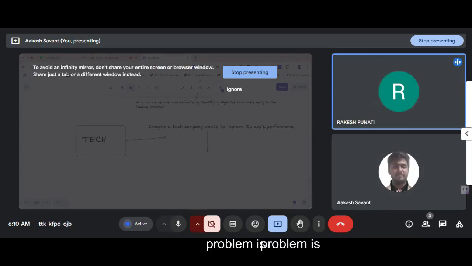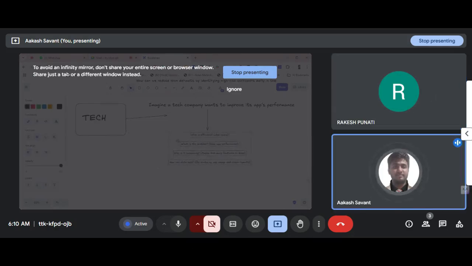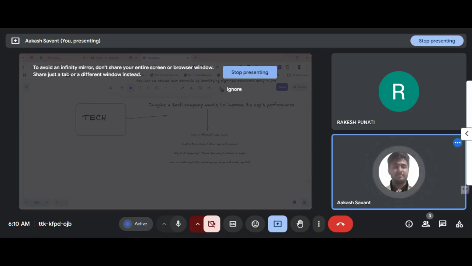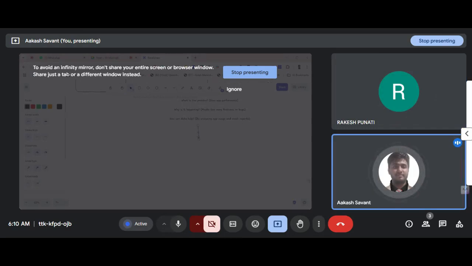Who is affected? What is the problem? Why is it happening? And how can data help? By analyzing the app usage and crash reports, we'll try to frame the problem. How can we improve the performance by identifying and fixing the bottlenecks in the code? That would be the problem statement here, correct?